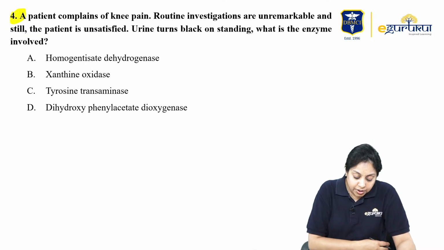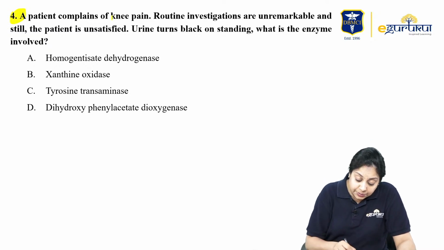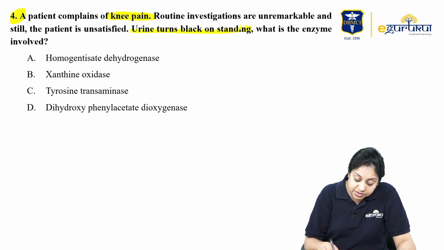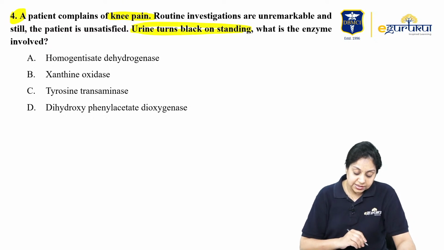Question number 4. A patient complains of knee pain. Routine investigations are unremarkable and still the patient is unsatisfied. Urine turns black on standing. What is the enzyme involved? So knee pain, urine turns black on standing. What are we expecting here? A, B, C, D. Which enzyme is responsible?